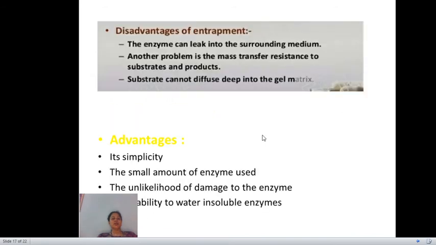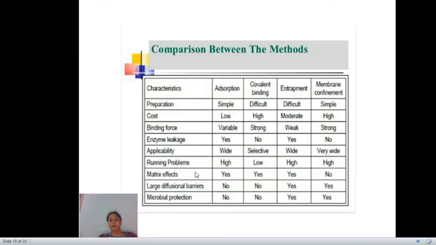What are the disadvantages? The enzyme can leak into the surrounding medium and it can diffuse deep into the gel matrix. Advantages: it's simple, a very small amount of enzyme is required, there is very little likelihood of damage to the enzyme, and it is applicable to water insoluble enzymes also. This table shows the comparison between different methods. When you are doing adsorption, covalent binding, entrapment or membrane confinement, you can compare the process of preparation, cost, binding force, etc.